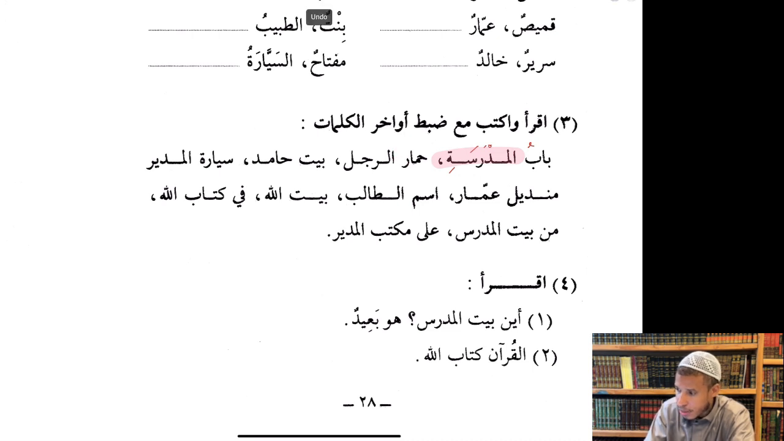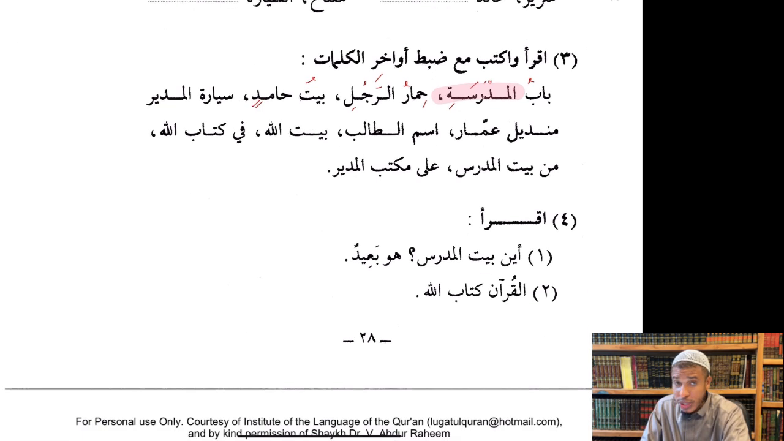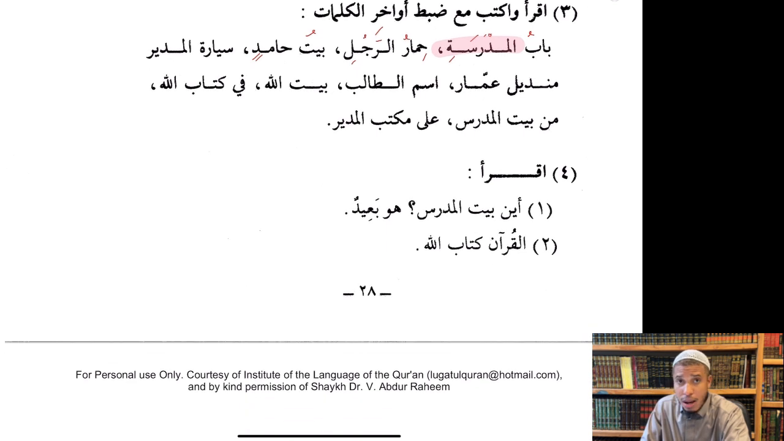Himarul rajuli. We know this is shamsiya, so we don't say himarul, you're not pronouncing that lam. Himarul rajuli, baytu hamidin, and so on and so forth. You do the rest. Iqra, read. I want you to read this. اقرأ هذه الجمل قراءة بدون أخطاء, without any errors.